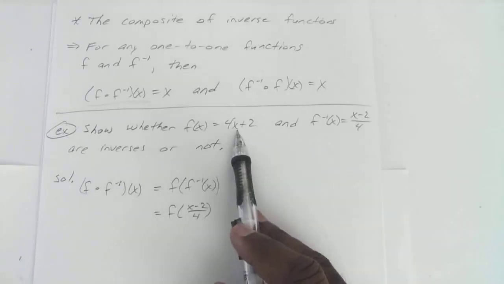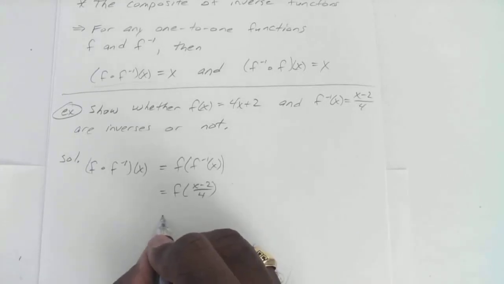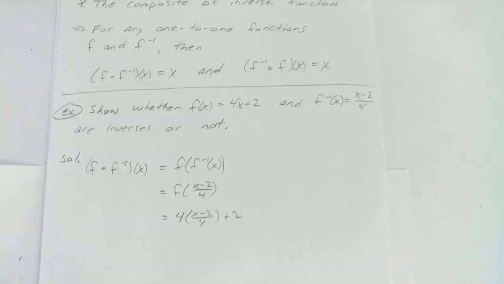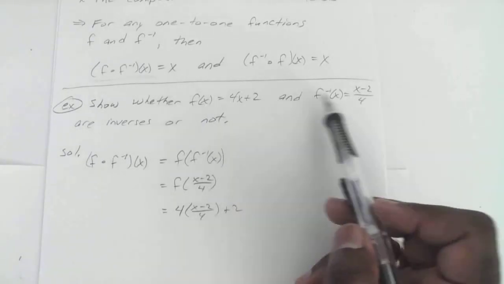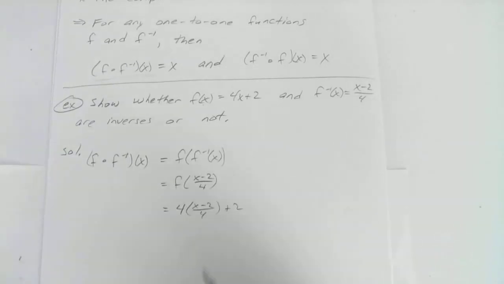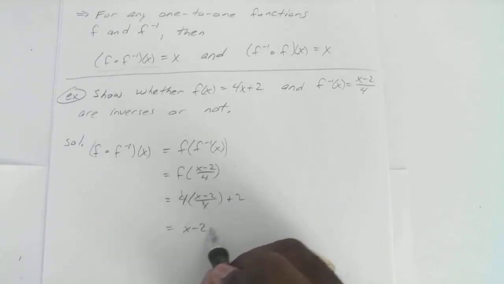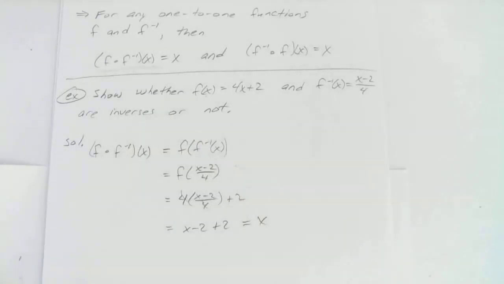Since we know that f of x is 4x plus 2, f of f inverse would be 4 times x minus 2 over 4, plus 2. We just replace the x with f inverse. Yep, the 4's cancel out. So when those two cancel out, you're left with x minus 2 plus 2, which is just x, which we know is true.